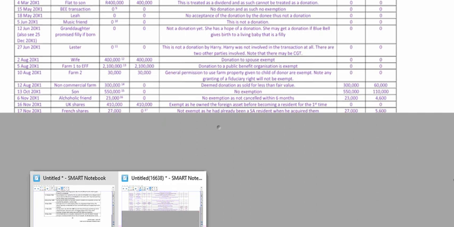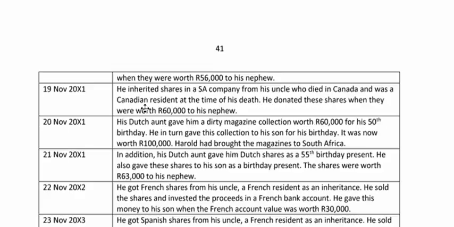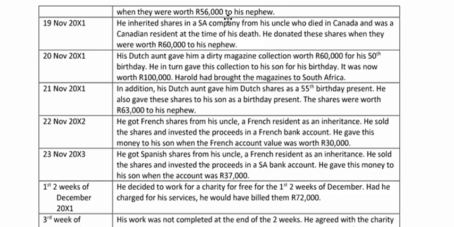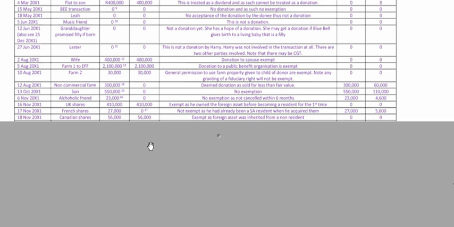Moving on. It says he inherited shares in a Canadian company from his uncle who died in Canada and was a Canadian resident at the time of death. So what's going to happen with this? His uncle's a Canadian resident. If you inherit foreign assets from a non-resident and then you donate those assets, it's exempt. So it's a foreign asset, shares, from a Canadian resident, from a non-resident. So if he donates this, it's exempt. It says he donated these shares when they were worth 56,000 Rand to his nephew. So 56 in, 56 out, no donations tax payable.